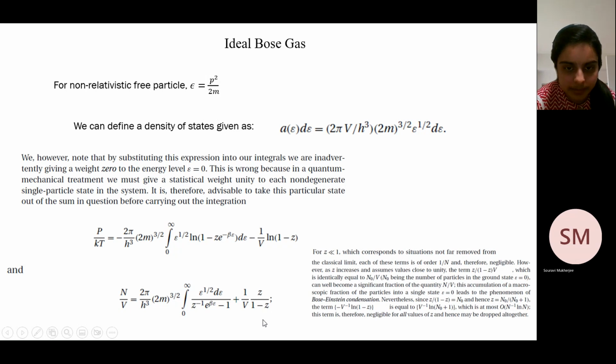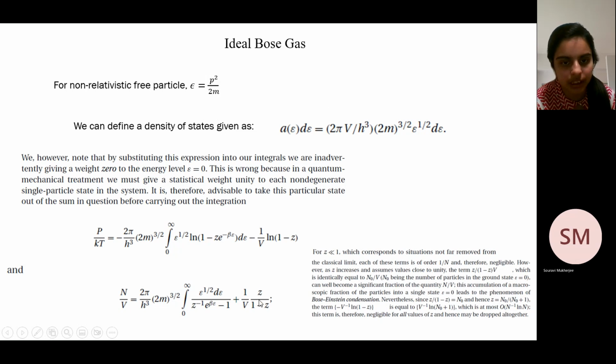That means z by 1 minus z is the value of the mean occupation number when epsilon equals 0. And what does the mean occupation number tell you? It tells you the number of particles that are there in that state, right? The average number of particles in that state. So that means z by 1 minus z can be replaced by N naught, where N naught is the number of particles in the ground state, right? So that's how you can replace this term as N naught by V.